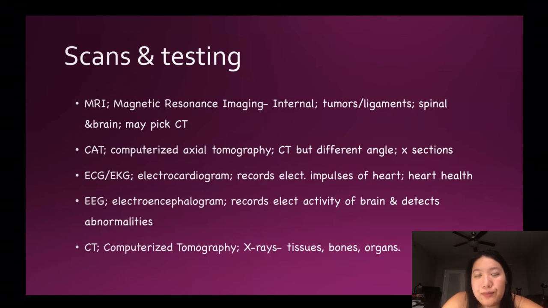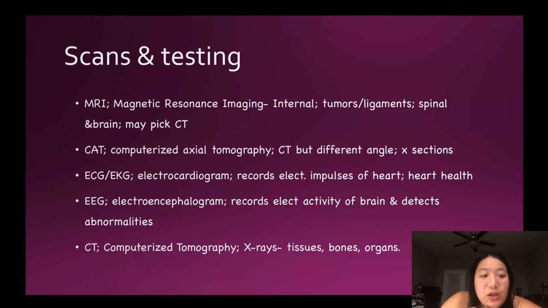And the CAT scan now, we have, is essentially like a CT, but it's taking the photos in the X-rays and such in different cross sections. Axial, it's like just a different angle. It does the same thing as a CT. It shows the tissues, bones, organs, internal such things.